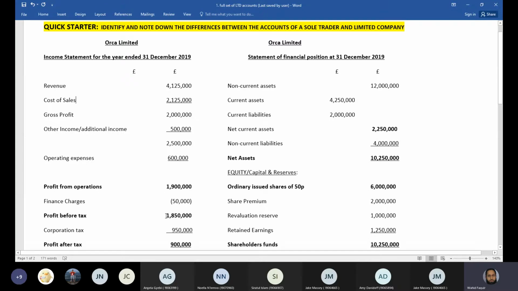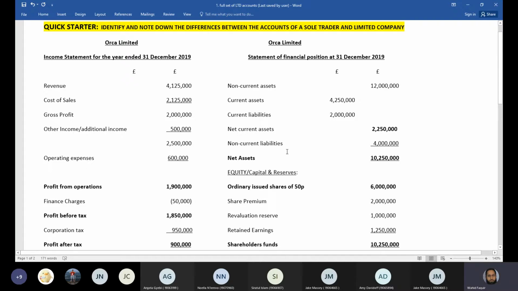Okay, going down to the next level of profit then, after finance charges, we have profit before tax, PBT. Then, of course, we have tax, and then profit after tax. Good.